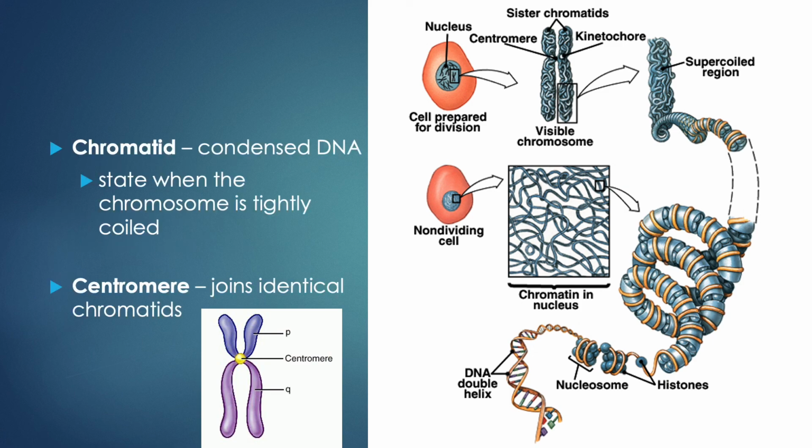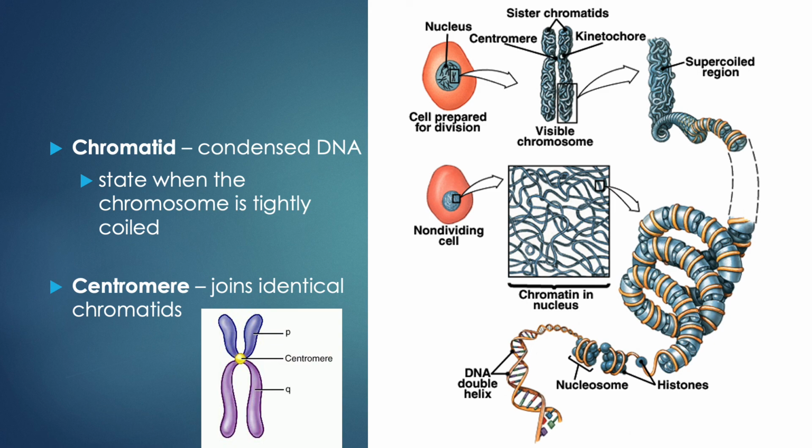Some of the structures you're probably familiar with when you look at chromosomes are chromatids, which are condensed DNA in cells that are prepared for division. So you can see at the very top center of the image, there are two sister chromatids present. And this is illustrated in a more simple image down below at the bottom left. You can also see that there's a yellow focus in the center of those two sister chromatids that joins them together, and that's known as the centromere.